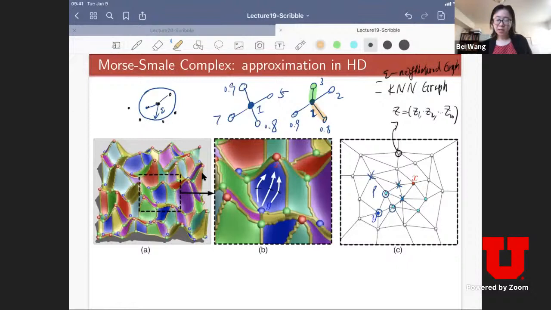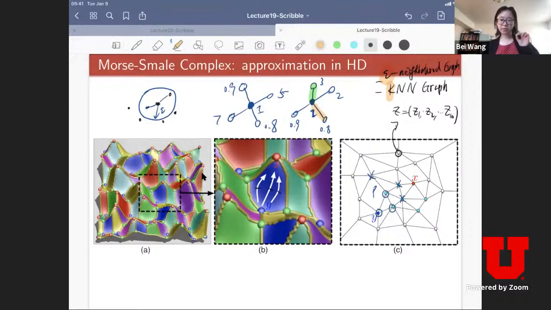It works well in practice, but the drawback is that it has multiple parameters. You need to figure out what your epsilon neighborhood is if you're using epsilon neighborhood to construct the graph, or what K is if you're using K nearest neighbor to construct that graph, right? And most importantly, there have not been too many known theoretical results to say how good your approximation is, right?